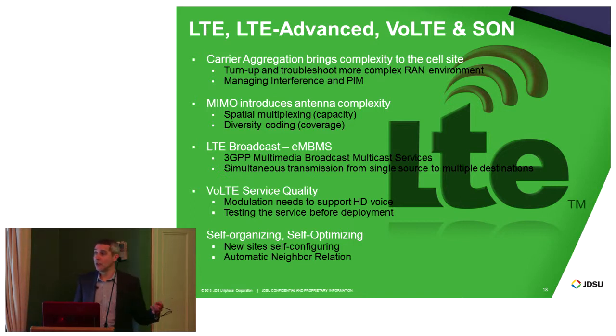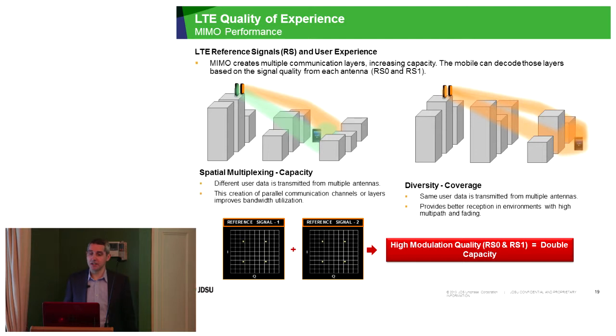Self-organizing, self-optimizing networks, like SON. Again, a lot of discussion around that. Things like automatic neighbor relation when you're looking at dynamic architectures of lots of cell sites, particularly when there are lots of small cells, where the cost and complexity of turning up and managing those sites has to be considered because it's not a macro site anymore. So MIMO, again, brings complexity to the environment.